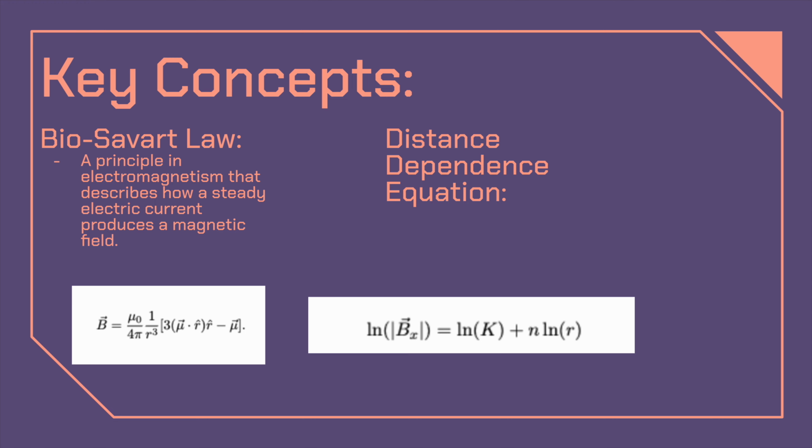Some key concepts used during this experiment are the Biot-Savart law, which is a principle in electromagnetism that describes how a steady electric current produces a magnetic field. Another concept is the distance dependence equation. Both equations can be seen at the bottom of the slide.